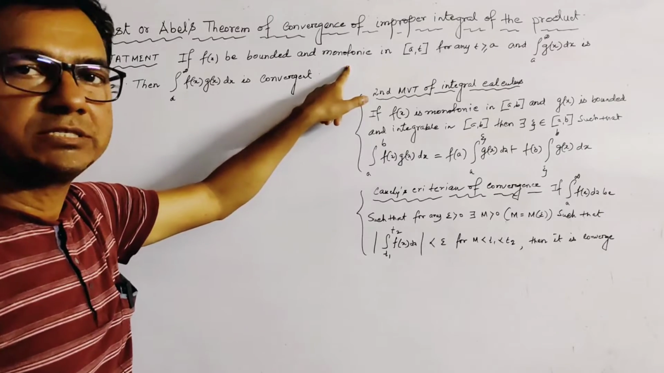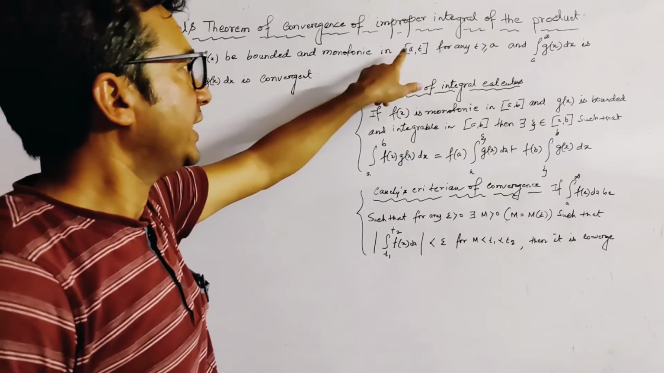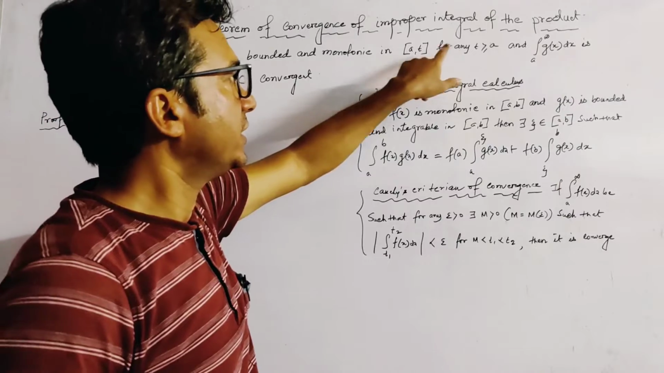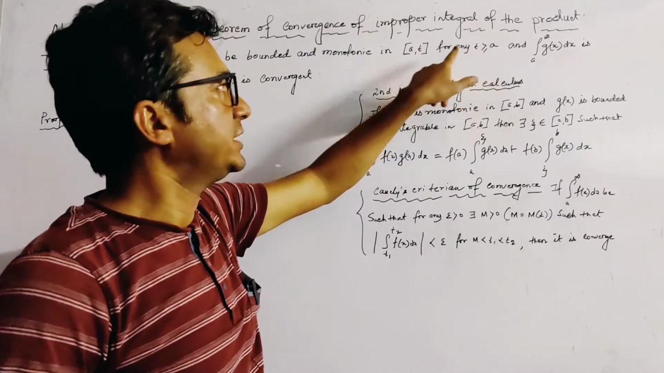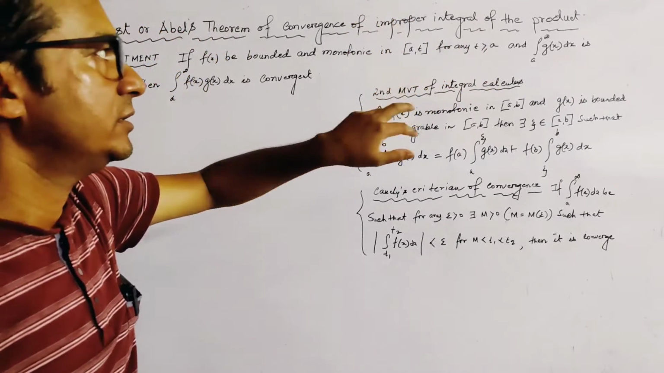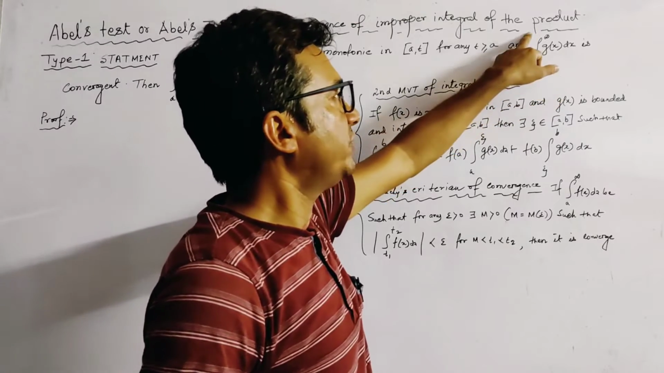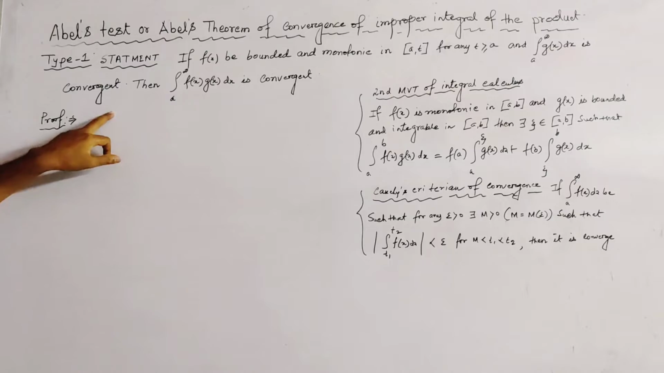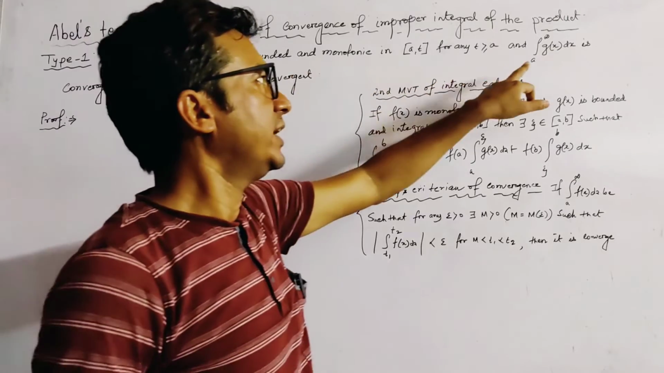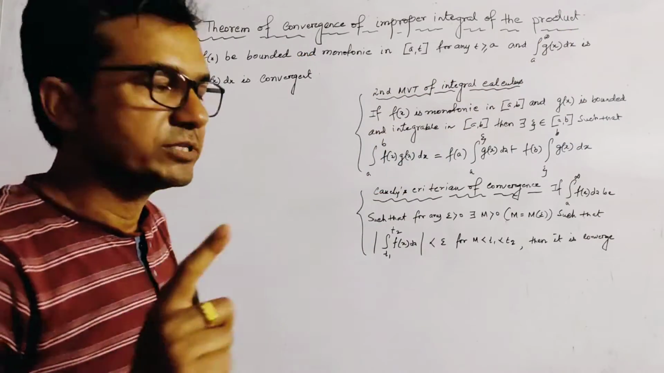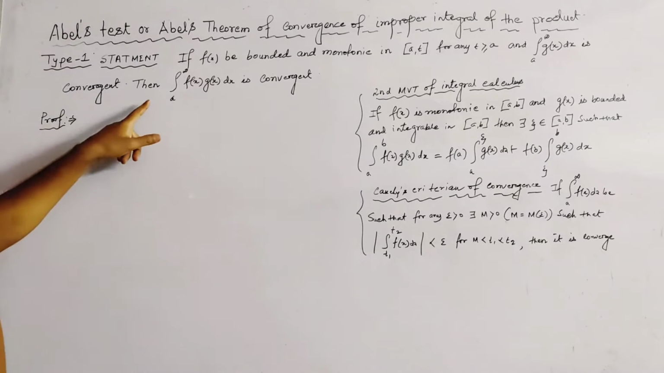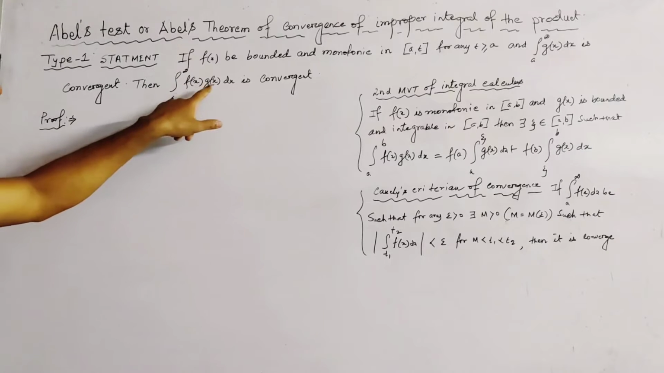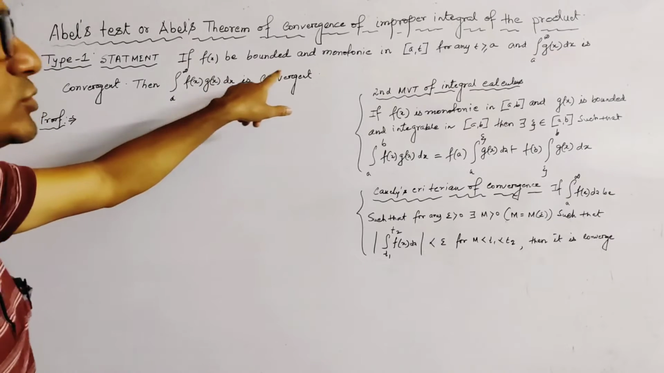Now the statement of the Abel test of type 1 is: if f(x) is bounded and monotonic, may be monotonic increasing or decreasing, in t where t is greater or equal to a, and the integration from a to infinity of g(x) dx is convergent. It is given that the integration a to infinity g(x) dx is convergent. Then we have to prove that the integration a to infinity f(x) g(x) dx is convergent.